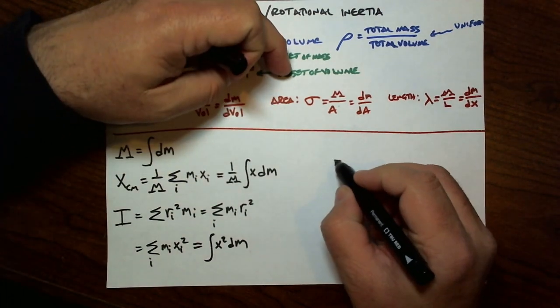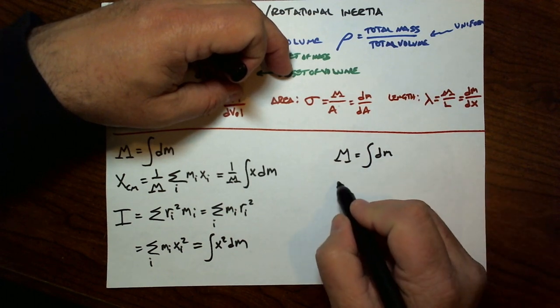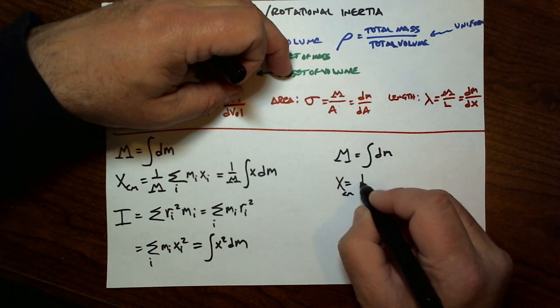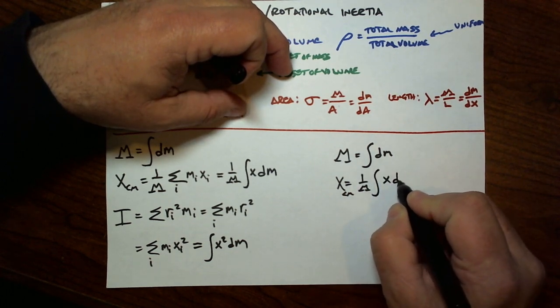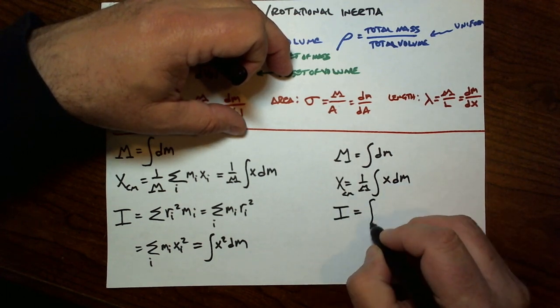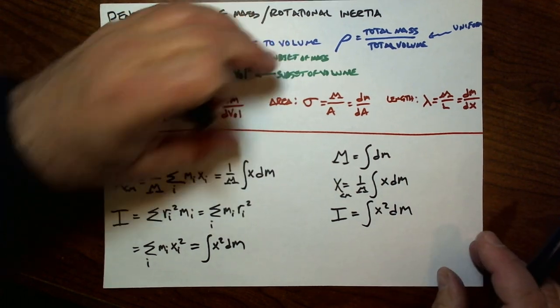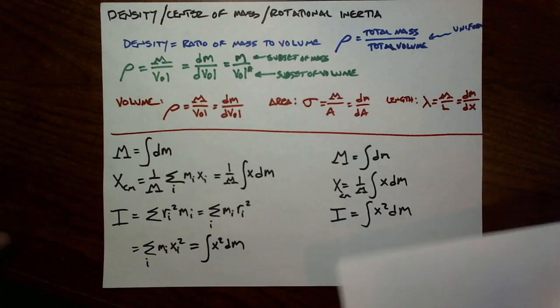So again, just to summarize, the integral of dm gives you the mass. The x position of the center of mass is 1 over that m, times the integral of x dm, and the moment of inertia is no 1 over m, but the integral of x squared dm. We're going to use these three as we try to solve some problems. So first, let's solve a problem that we already know the answer to. Obviously, something you do to double check your work.